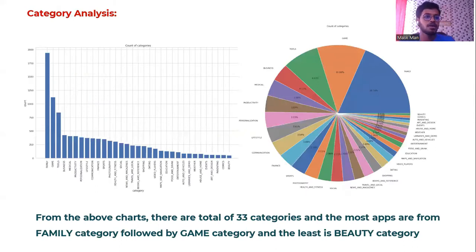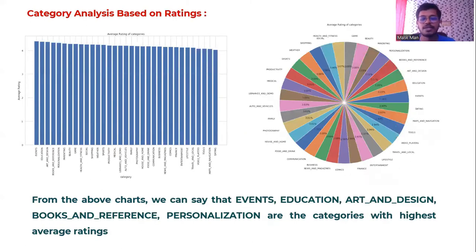And category analysis. In our Play Store app data, we have a total of 33 categories, and among them most of the apps are from the family category, and the next one is the game category, and the least is the beauty category. And category analysis based on ratings, like which category has more ratings and which category has fewer ratings.